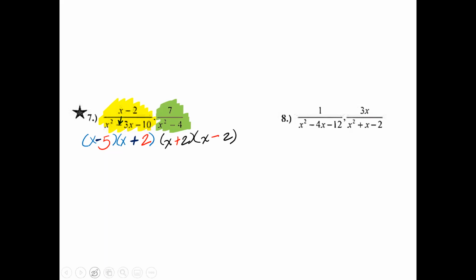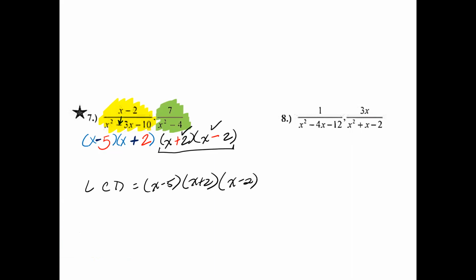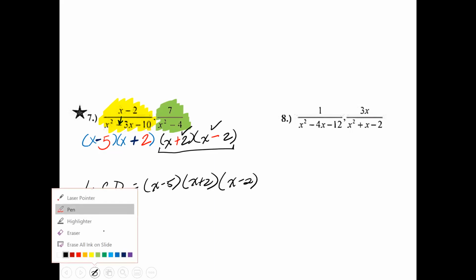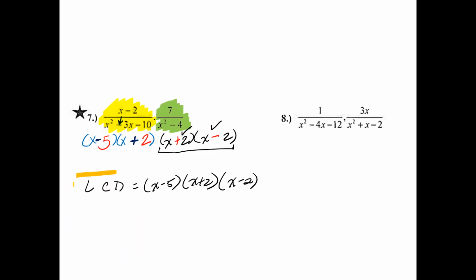Now that I've factored the denominator, what is my lowest common denominator? And remember, you have to include everything. Okay, so in the first fraction, I have x minus 5, x plus 2. Now, look in your second fraction in the denominator. What else is missing? I have an x plus 2, so check that. I don't need to include that again. But do I have an x minus 2? Nope. So I have to move the x minus 2 down here. And this is my lowest common denominator right there.